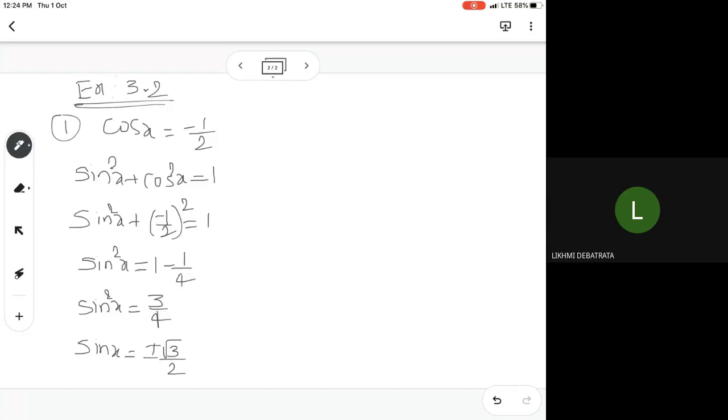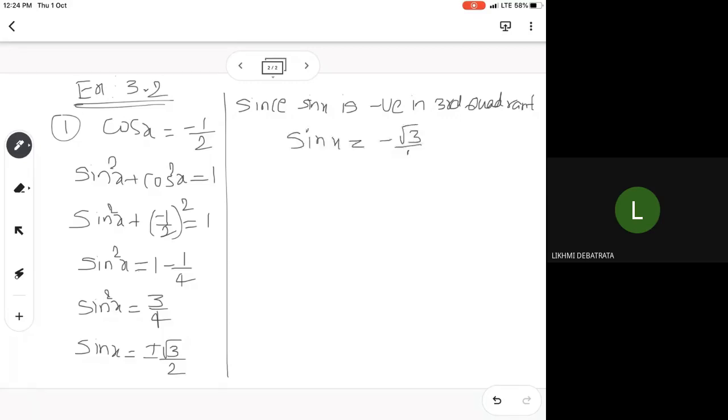Now, as x lies in the third quadrant, what is sin x in the third quadrant? It is negative. So since sin x is negative in the third quadrant, you are going to get sin x is equal to minus root 3 by 2, not plus root 3 by 2. Minus root 3 by 2 is sin x.